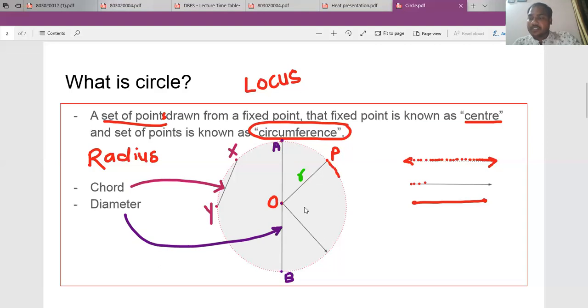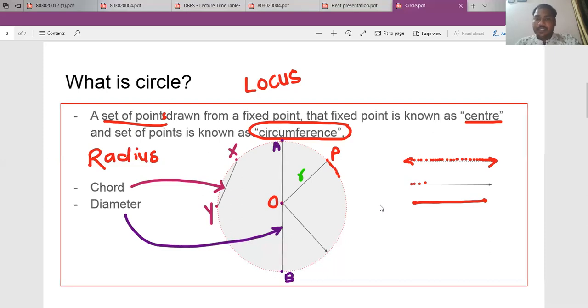If we talk about the radius, we can draw an infinite number of radii because we have an infinite number of points. In a simple manner, we can construct an infinite number of chords. We can even construct an infinite number of diameters. I hope this concept is clear to you all.